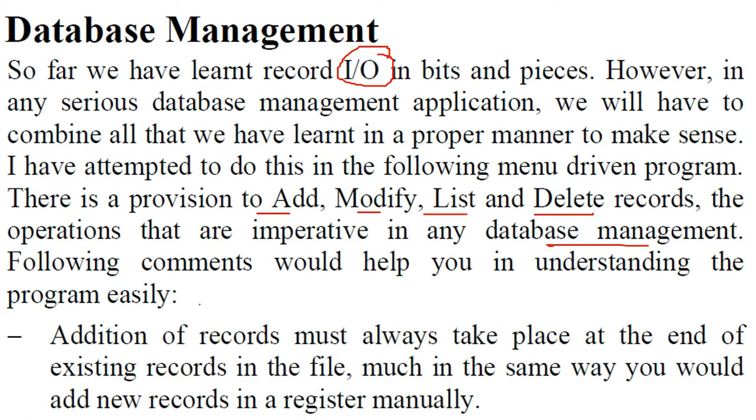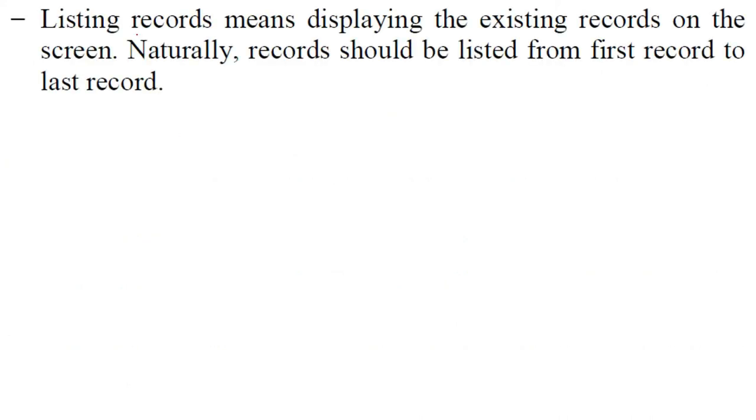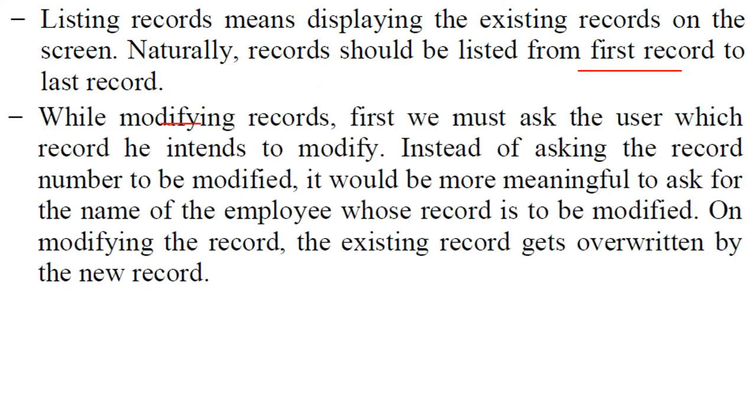If you want to add a record, it must always take place at the end of the existing records in the file. Then for listing, all the records should be displayed, from first to last. While modifying a record, that is, changing one record, one way is to take all the records apart from this one and copy them over to the new file, or we can write anything on this record.